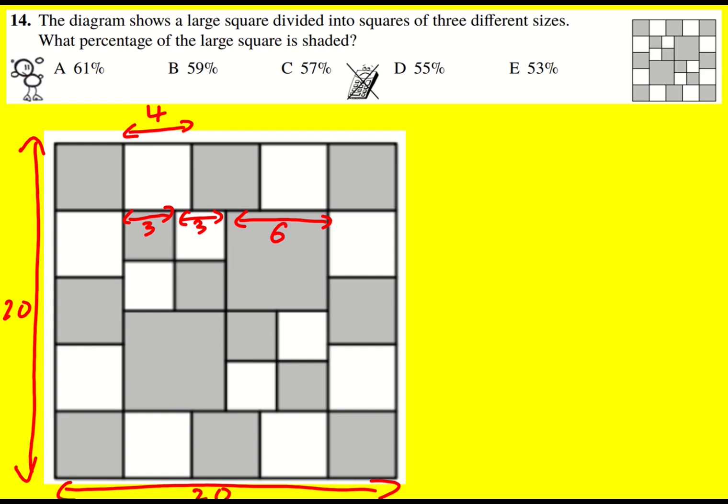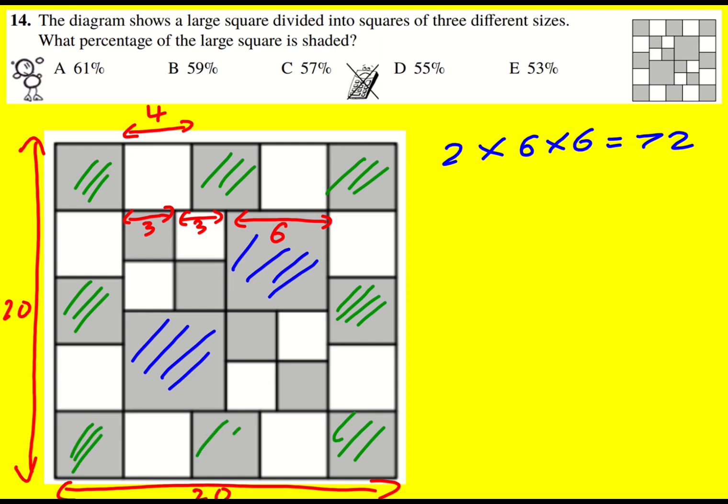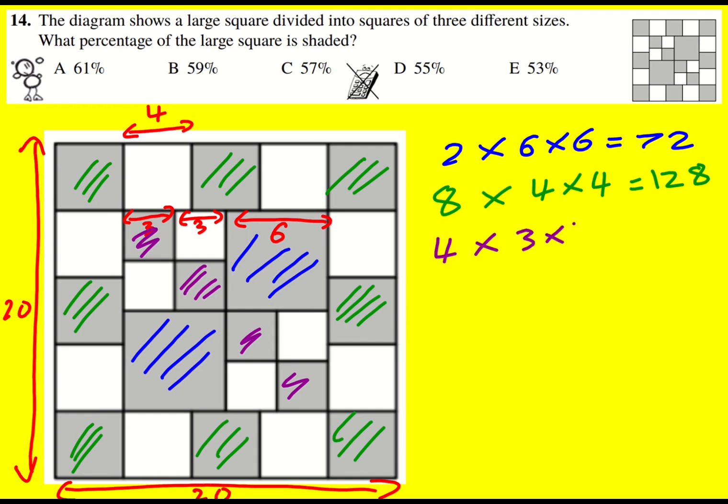So now I can just focus on all the big squares. Well, I'm going to get 2 lots of 6 times 6, which will be 72. Then let's look at the medium squares. We've got 1, 2, 3, 4, 5, 6, 7, 8. So I've got 8 lots of 4 times 4, which is going to be 128. And then the smallest squares, I've got 1, 2, 3, 4. So 4 lots of 3 times 3, which is 36.